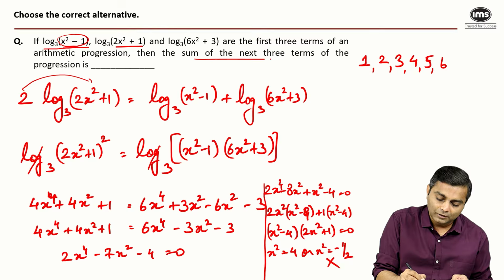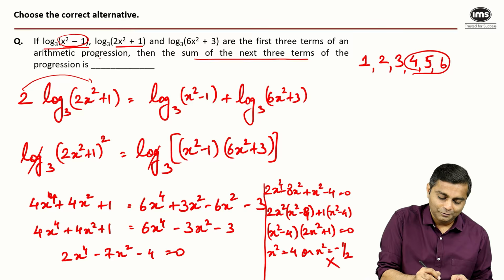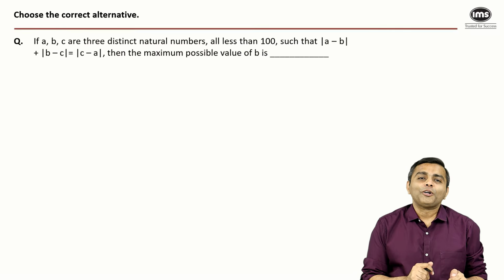We are asked what the sum of the next 3 terms is. This is what we are asked. 4 plus 5, 9 plus 6, 15. Okay, that's about it. Moving on to the next question now.